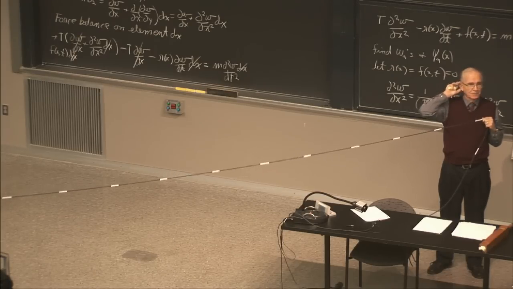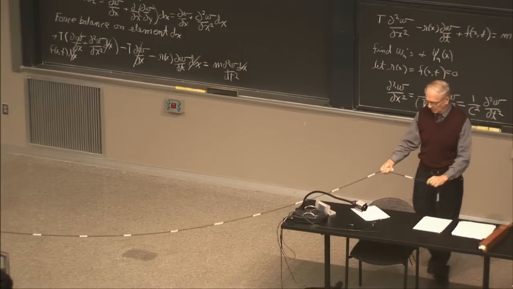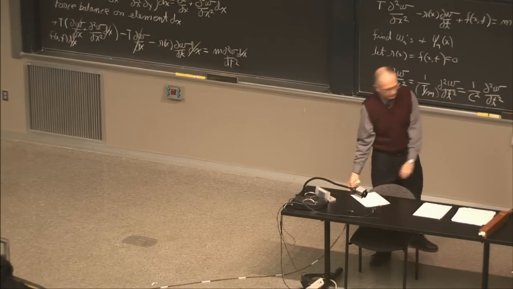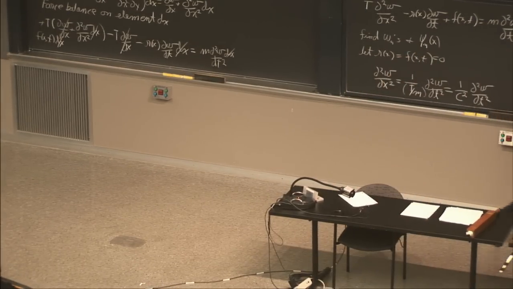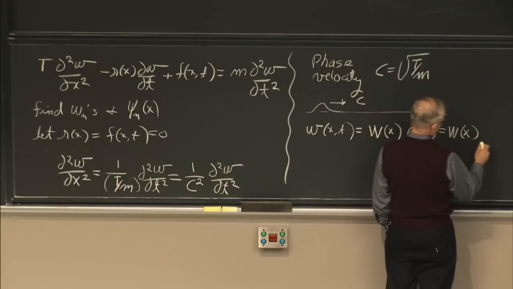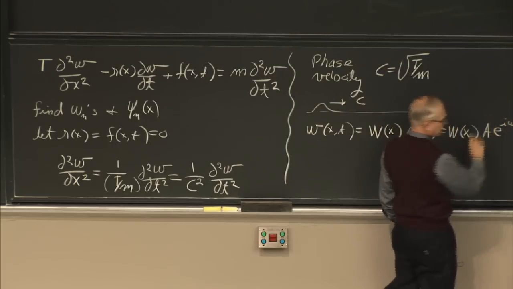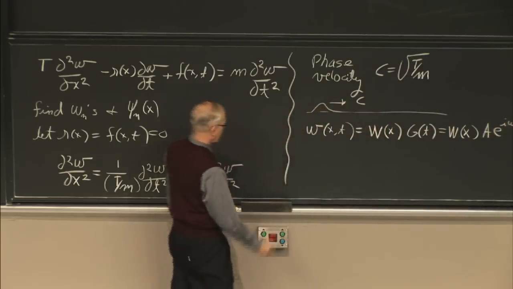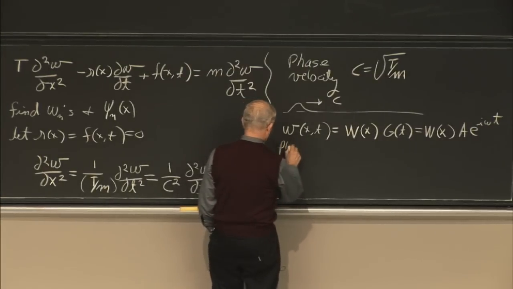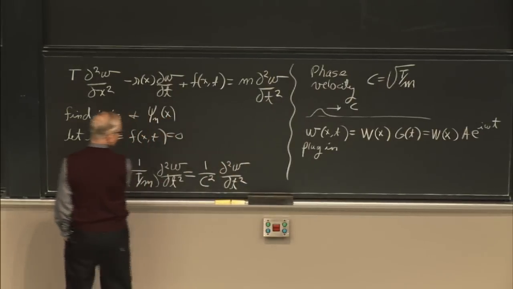E to the I omega t would be just fine. Cosine omega t works, sine omega t works, but e to the I omega t is pretty easy to use because it's so simple to take the derivatives. So we can guess that this is going to be some w of x times a e to the I omega t, and plug it into our wave equation over here.